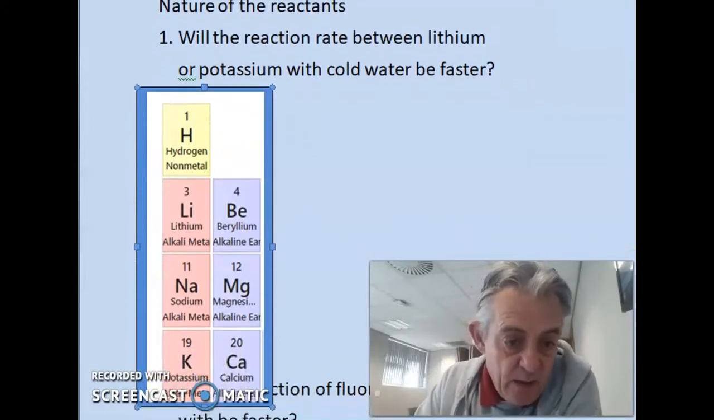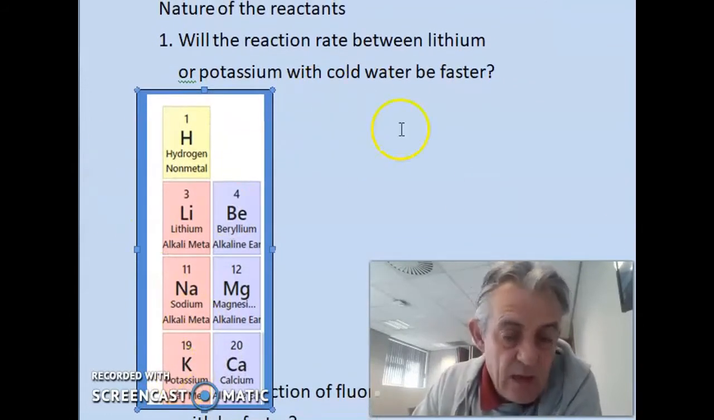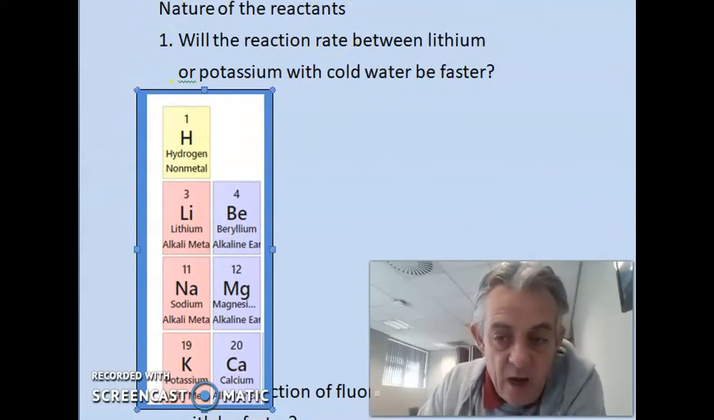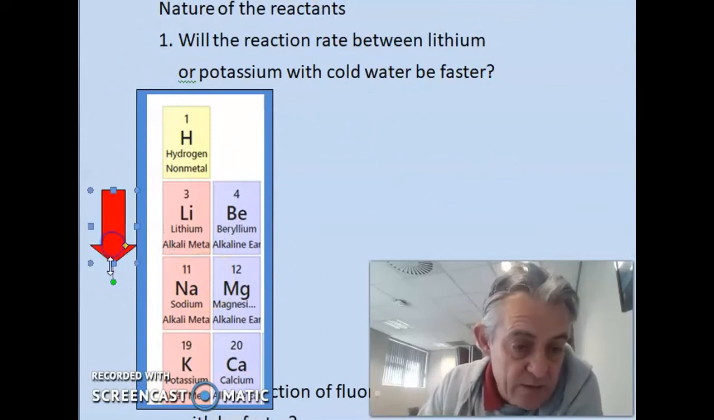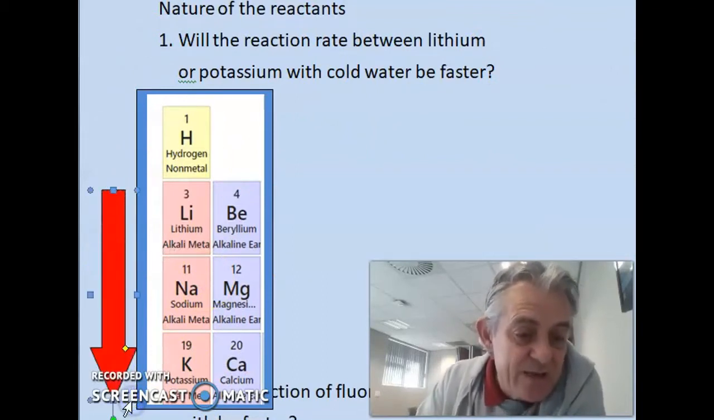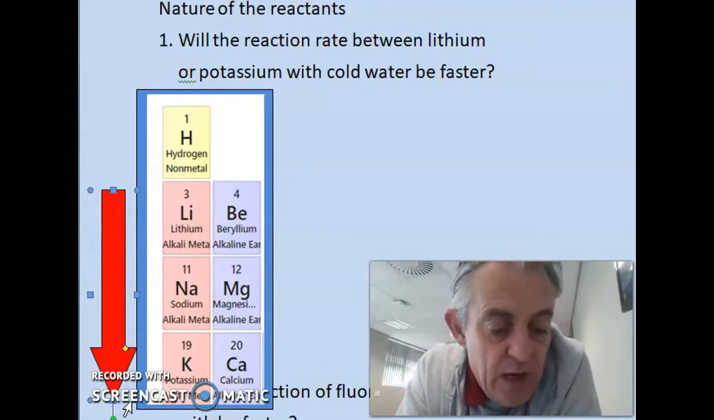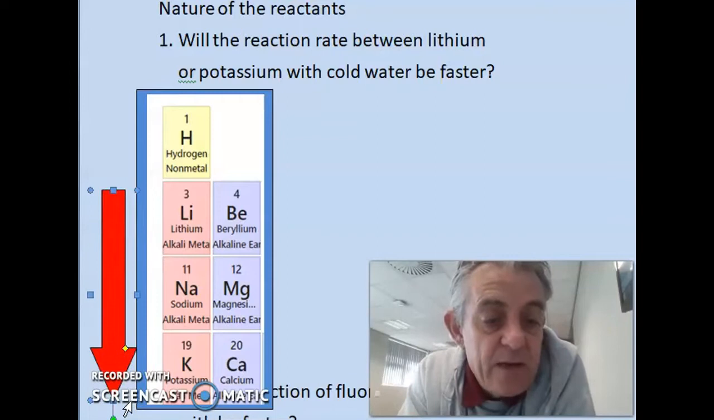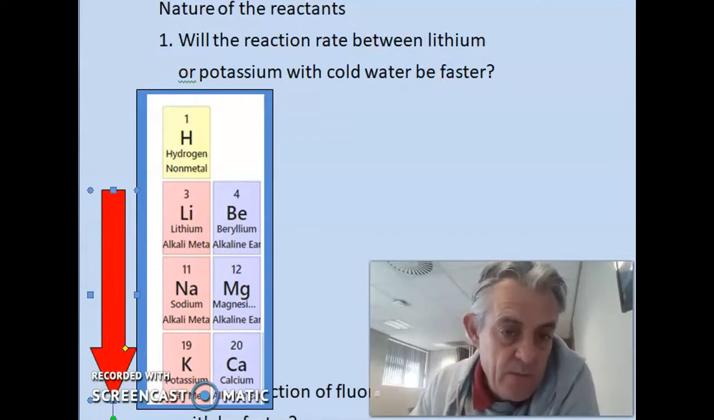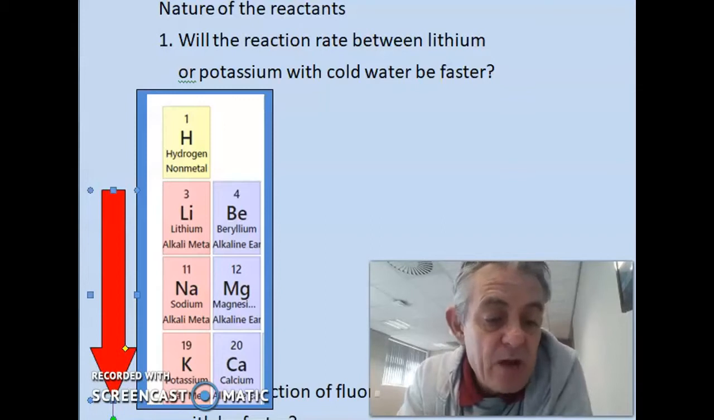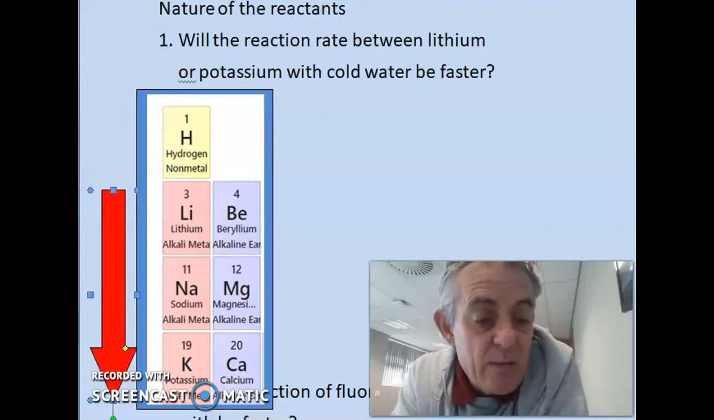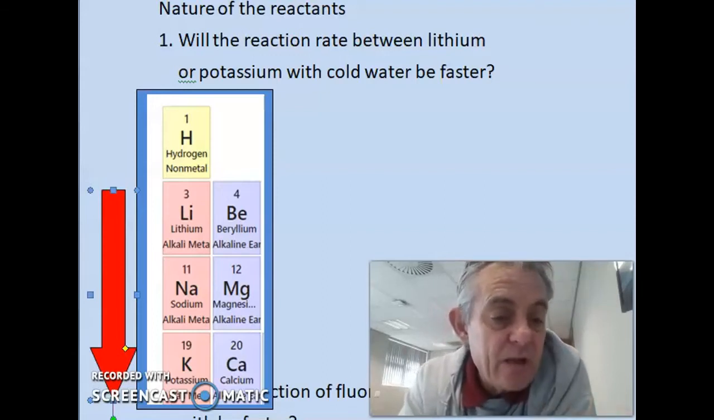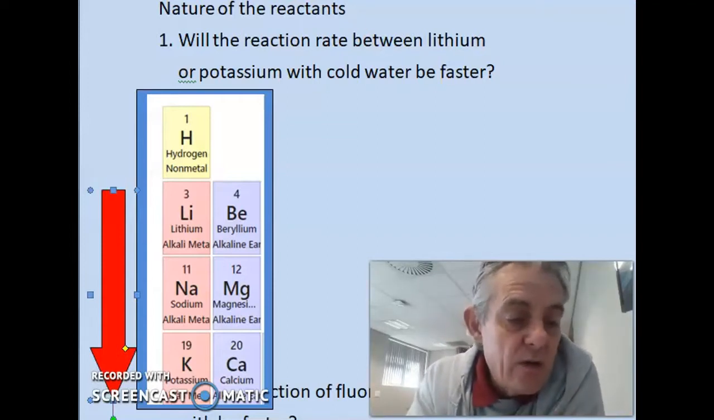there's the periodic table: lithium, sodium, potassium. Going down, what you should remember is that the reactivity of the group 1 metals, the alkali metals, increases as you go down the group. Potassium is a lot more reactive than lithium. So we would expect the reaction rate between potassium and cold water to be faster than the reaction between lithium and cold water, purely based on the reactivity of the group 1 metals, which increases as you go down the group.